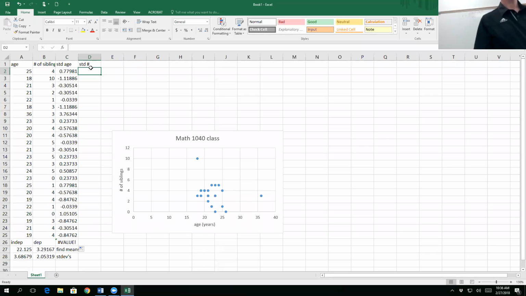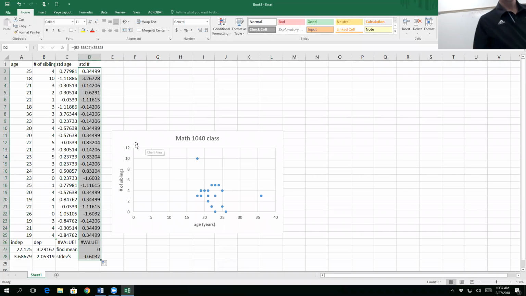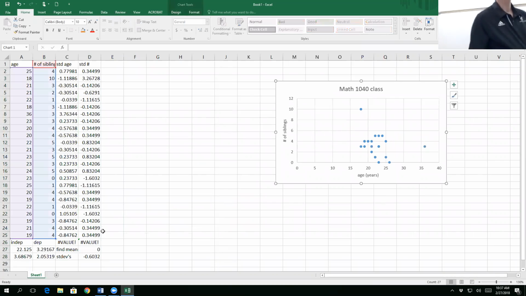Now, who can help me with the standard scores for the number? Somebody besides Elizabeth. Morgan. 4, minus 3.29... 2.29. F4. F4, very good. Close parenthesis, divided by the one below that, 2.05. F4, that one. Okay. We're going to copy that one down. Okay. Now what?